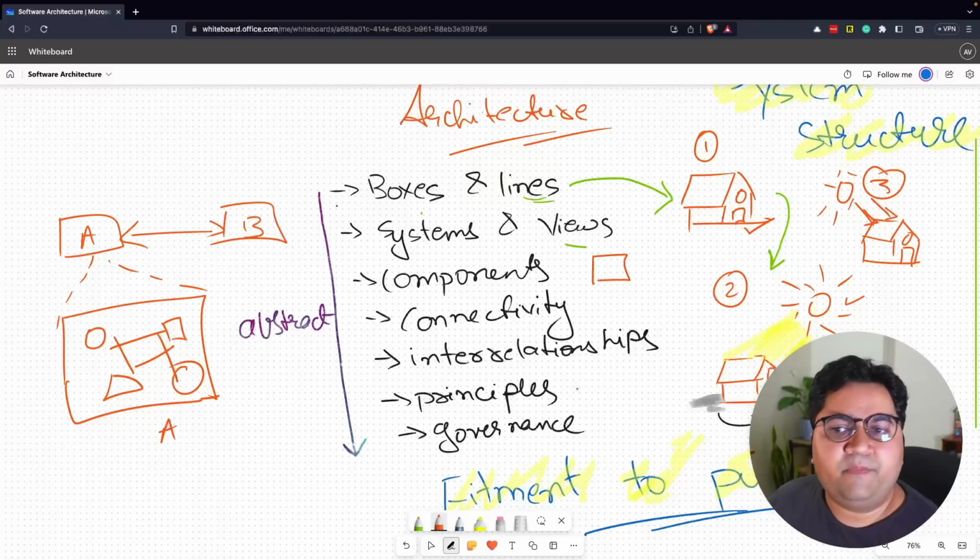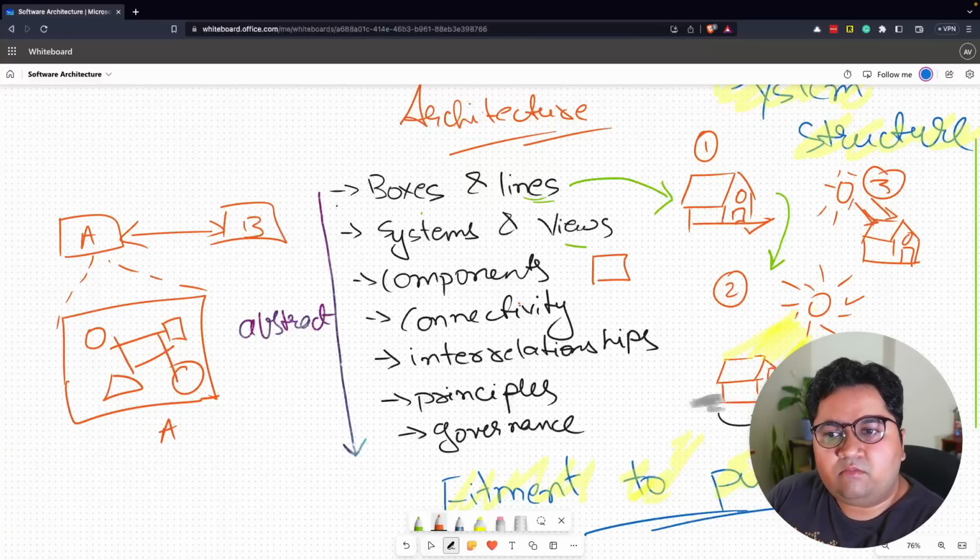And then there are principles, and then there's governance, right? So what we have done is we have moved from a very tangible item to understanding the more abstract nature of the system. So I think the study of the structure of the system is architecture.